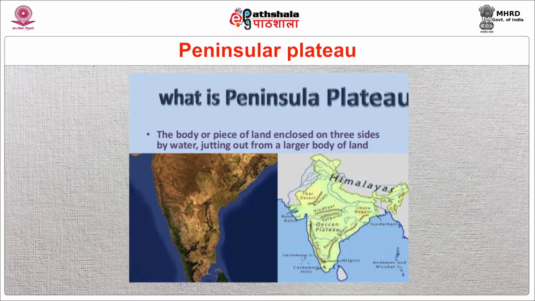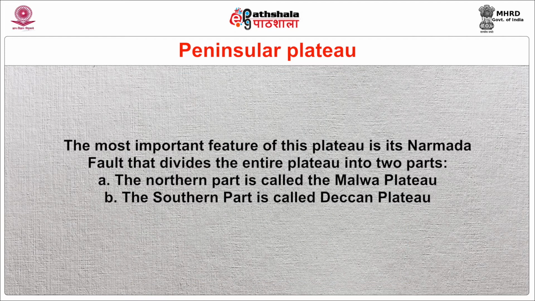The average height of this vast tableland varies from 487 to 762 meters and the total area of the plateau is about 70,000 square kilometers. The most important feature of this plateau is its Narmada fault that divides the entire plateau into two parts. The northern part is called the Malwa Plateau and the southern part is called the Deccan Plateau.